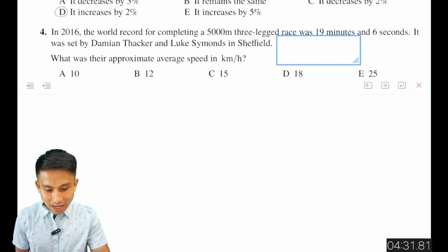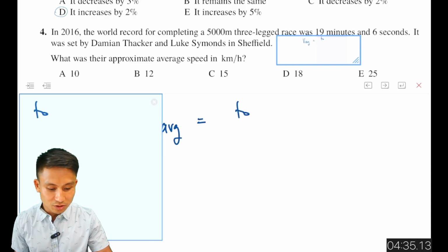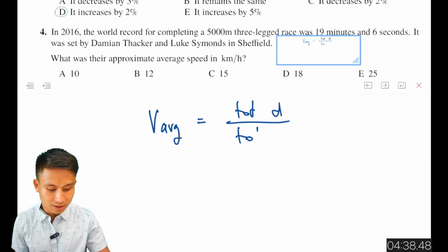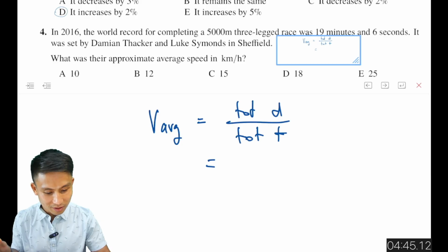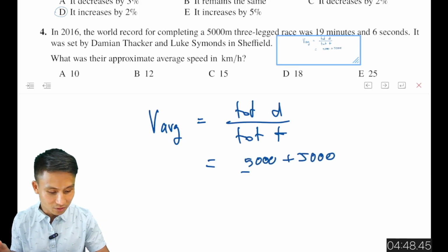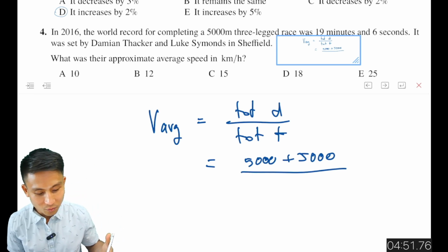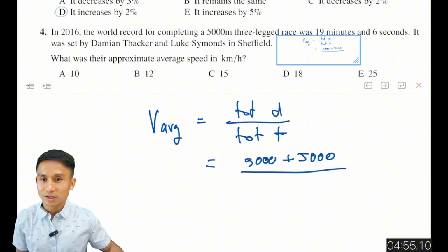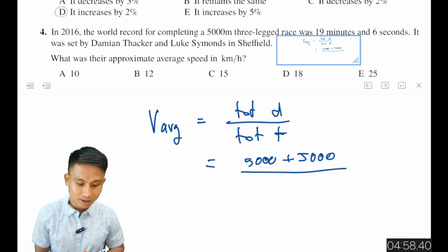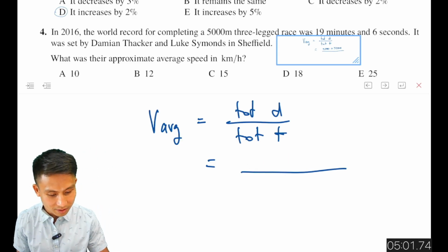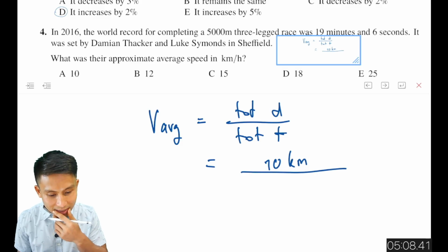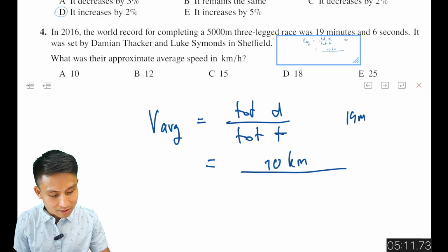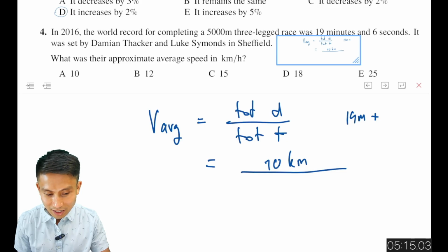Okay, so the average speed, VAVG, is just the total distance divided by total time. We then need to find the total distance from these two competitors, which will be 5,000 plus 5,000, right? That's the total distance. And then the total time, well, note that we want kilometers per hour there, right? So that would be 1 kilometer. Sorry, no, 10 kilometers, because 5,000 is 5 kilometers. And then the time in hours, well, you have to do 19 minutes plus 6 seconds. I'm going to leave it there first. And then 19 minutes plus, hang on.